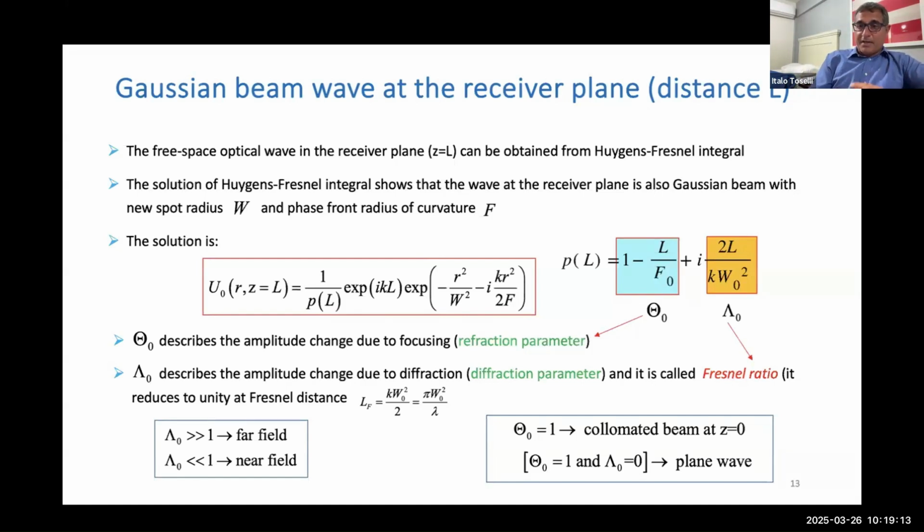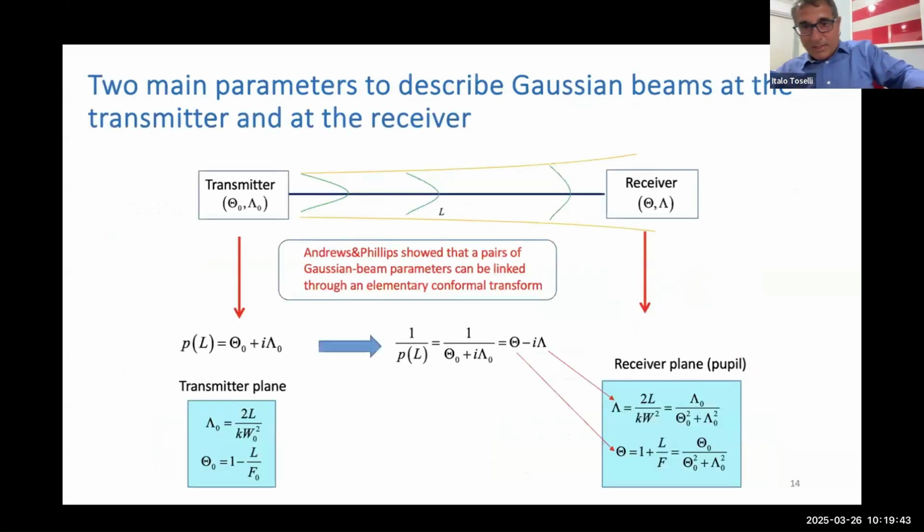For example, if you want to end up with a plane wave, I can set theta 0 equal to 1 and lambda 0 equal to 0, because it means that W0 is infinite, so lambda 0 is 0, and F0 is also infinite, so theta 0 equals 1. You can also characterize whether you are in the far field or near field.